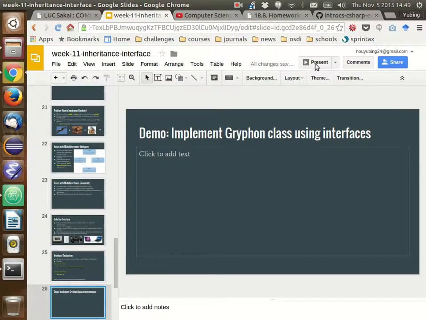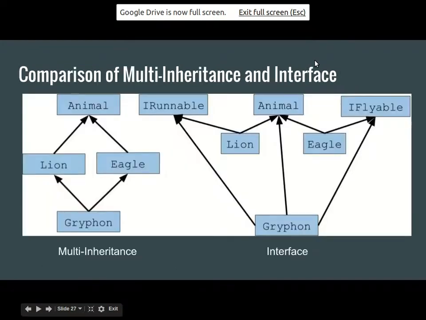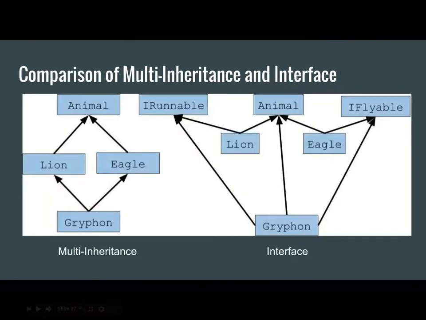So what does the class structure look like? What's the relationship look like between those classes? If we did the multiple inheritance way, what will happen is we make lion inherit from animal, eagle inherit from animal, and griffin inherit from lion and eagle at the same time, which is complicated and won't work. Instead, we use the interface.